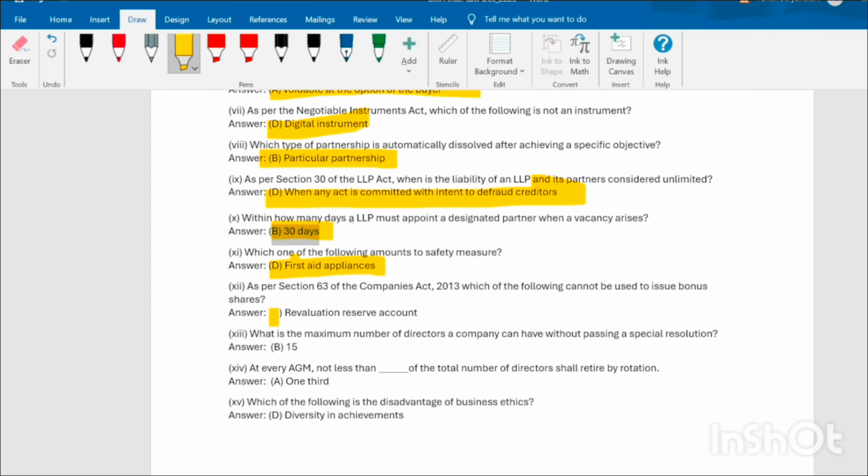Answer for 12th MCQ is D, revaluation reserve account. Answer for 13th MCQ is B, 15. Answer for 14th MCQ is A, 1/3. Answer for MCQ 15th is D, diversity in achievement.